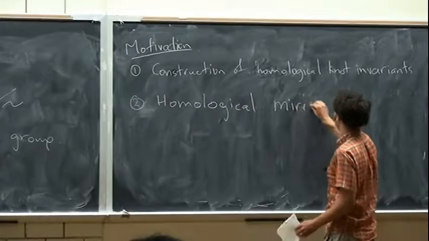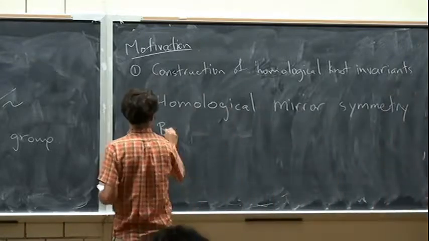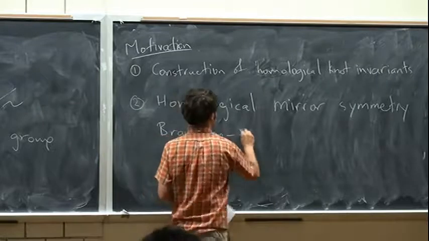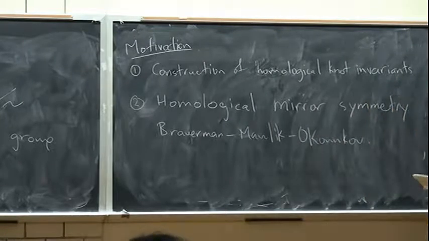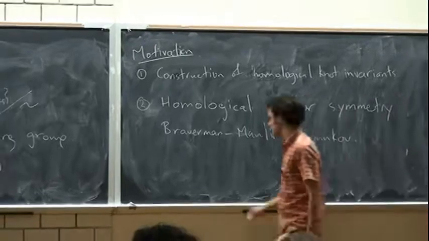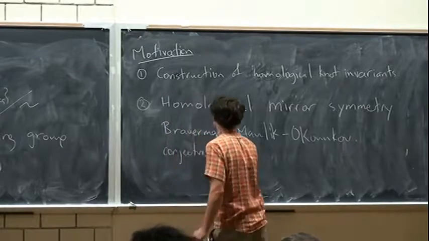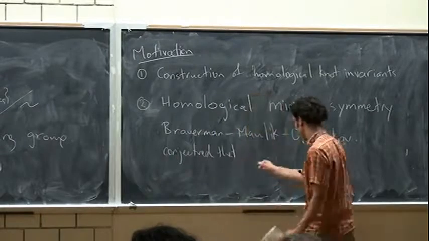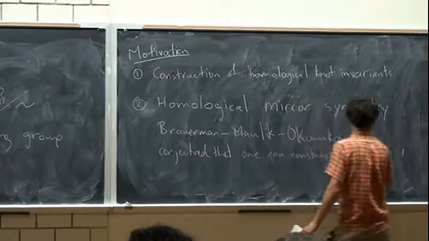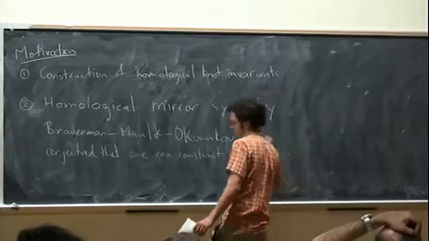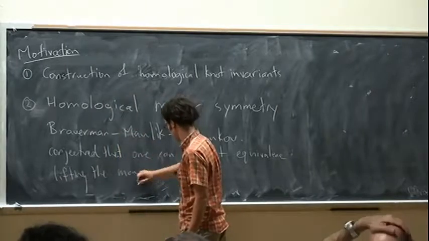In this context, I can mention a recent work by Bezrukavnikov, Braverman, Maulik, and Okounkov, where they proposed, they conjectured, that one should be able to construct equivalences which are lifting the monodromy in quantum homology.